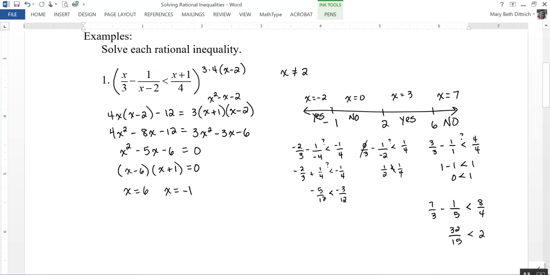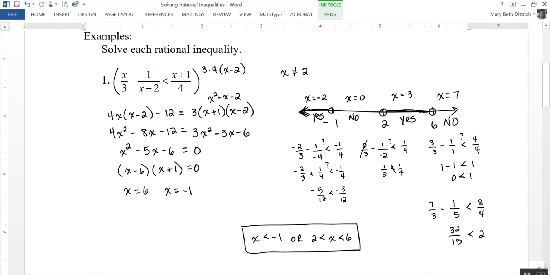So I'm noticing that this interval right here works, and this interval right here works. So my final answer is going to be x is less than -1, and I'm choosing a less than because it's not a less than or equal to. Or, and remember when I use the word or, it means I'm keeping both parts of it. 2 is less than x, which is less than 6. So any values that are in those regions are going to work in this inequality.